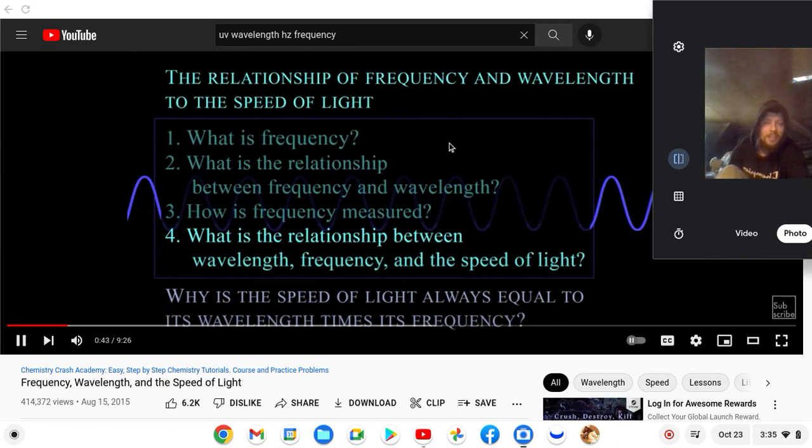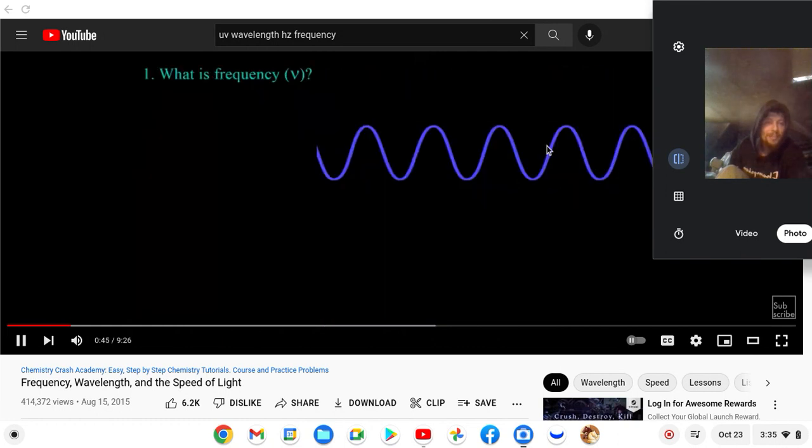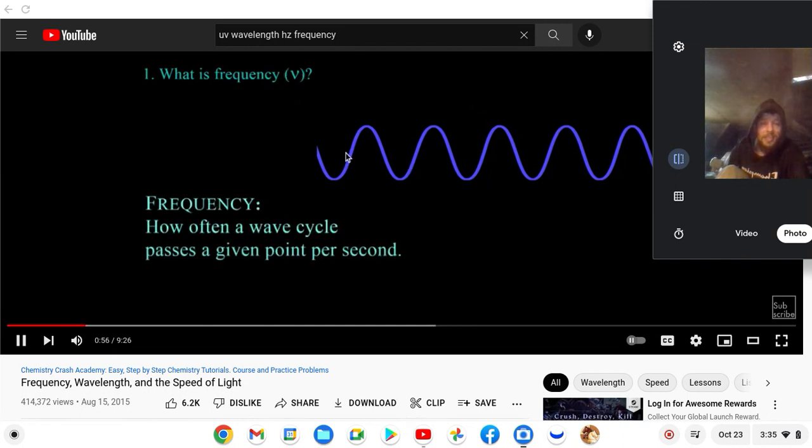So, first question, what is frequency? The symbol for frequency here is the Greek letter nu, which unfortunately bears a striking resemblance to the letter V, but it is nu. We define frequency as how often a wave passes through a given point per second.